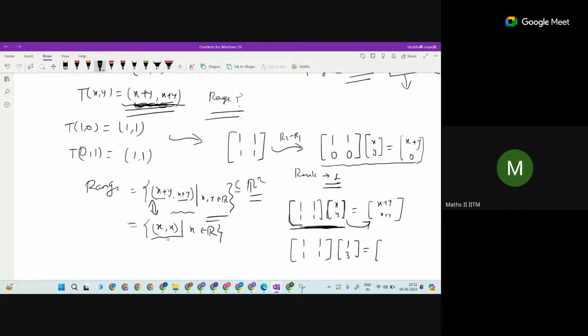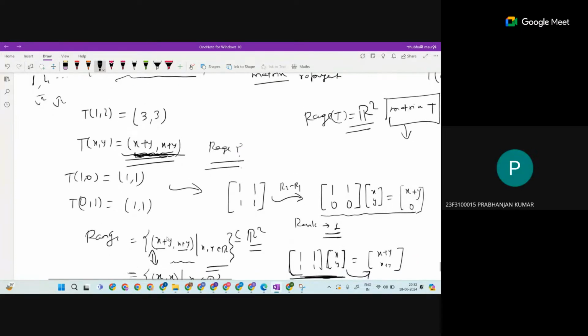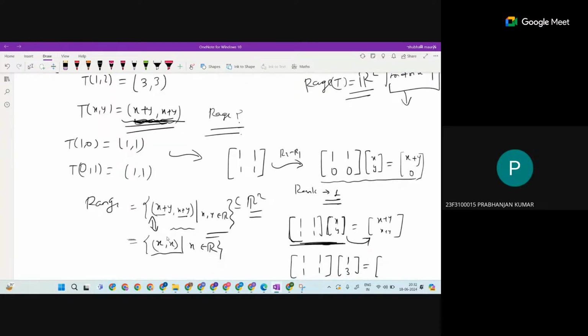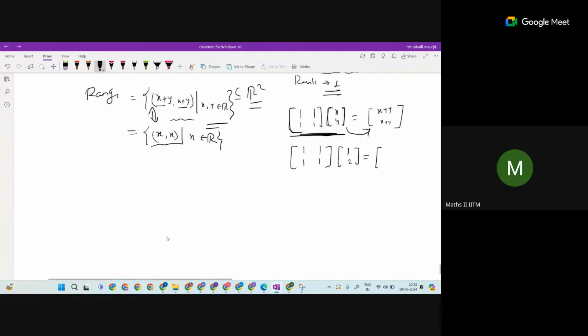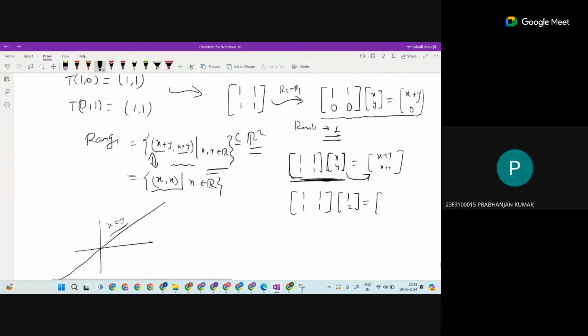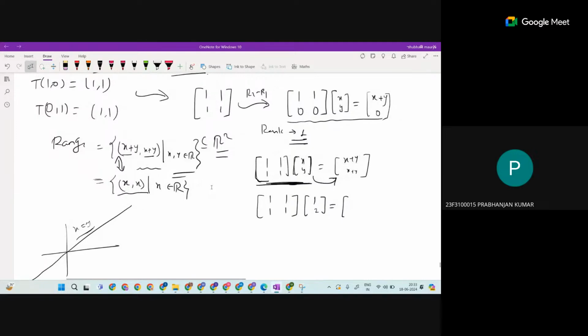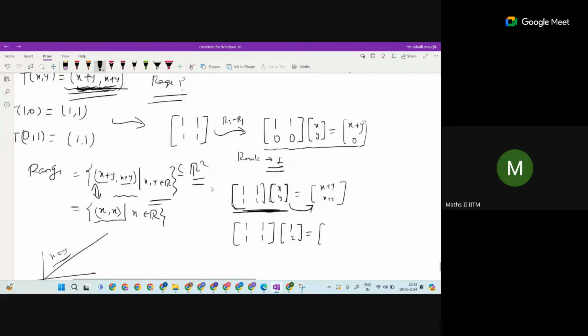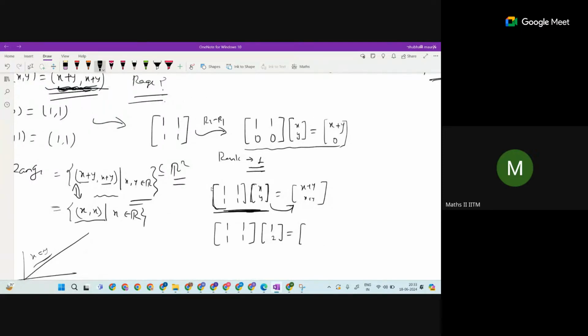So this is basically the line y equals x as per this coordinate, and as per the coordinates, this is the line x equals y. And in this example, the nullity is 1. So what does that signify? From here, rank is clear. Range and rank are fine.